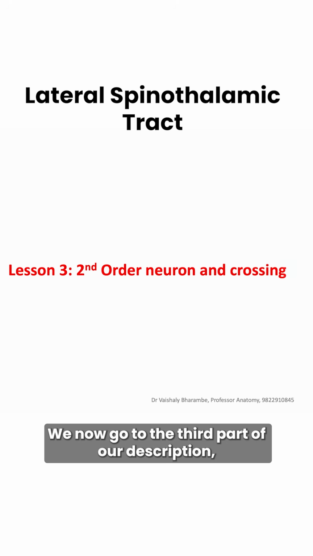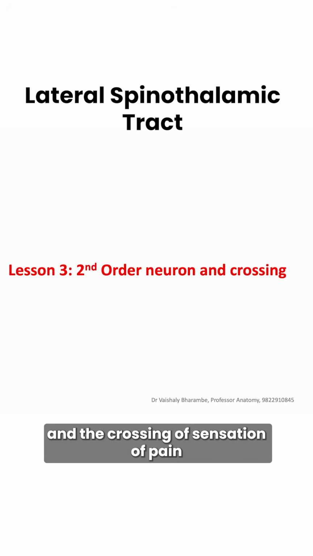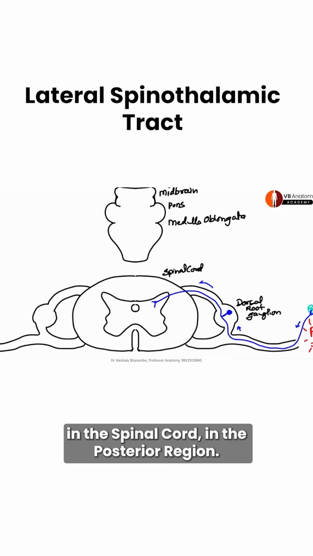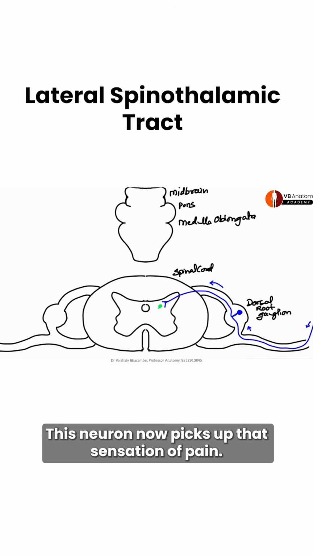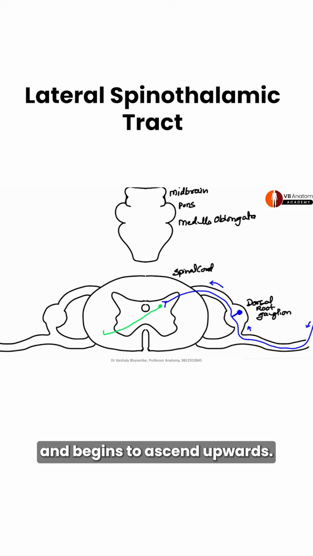We now go to the third part of our description, drawing the second order neuron and the crossing of sensation of pain from one side to the next. This is very important. In the spinal cord, in the posterior gray horn, now there is one more neuron. This neuron now picks up that sensation of pain. Its axon crosses the midline, travels to the opposite side lateral funiculus and begins to ascend upwards.